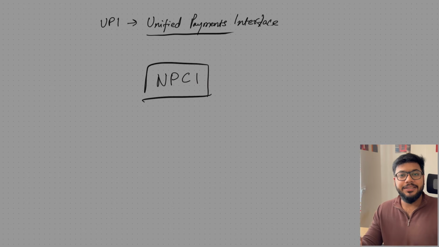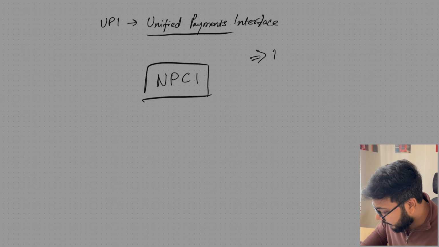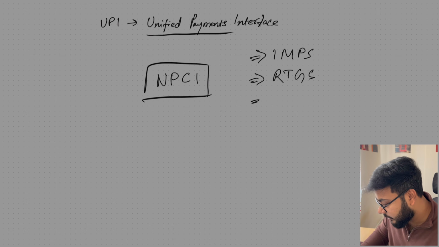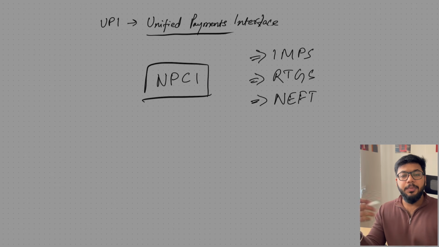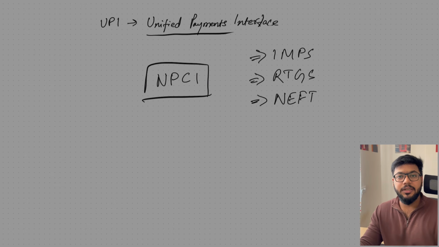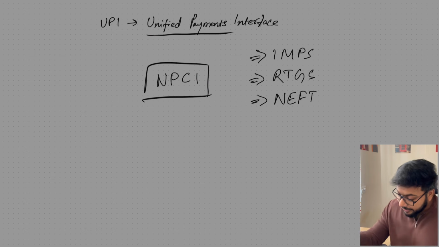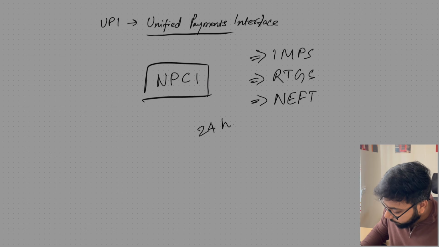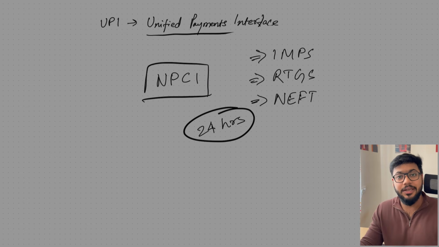Before UPI existed, people used to transact using the traditional methods like IMPS, RTGS, NEFT. And to make transactions using these methods, a sender would require the receiver's account number, IFSC code, and some other bank details. And even after that, they might have to wait for like 24 hours for the transaction to actually settle. But NPCI solved this exact pain point using UPI.